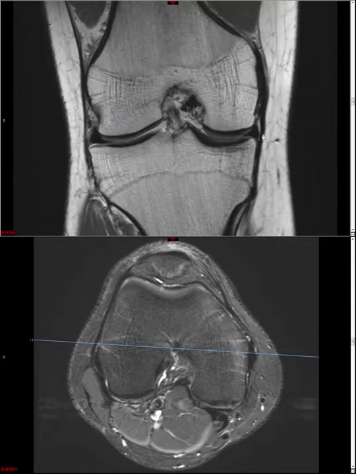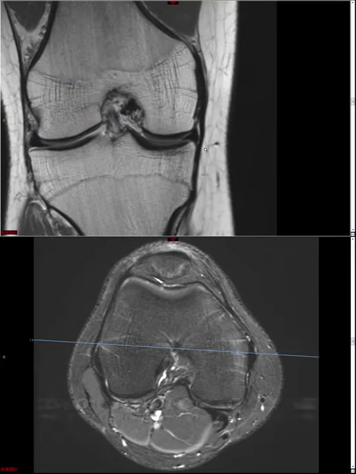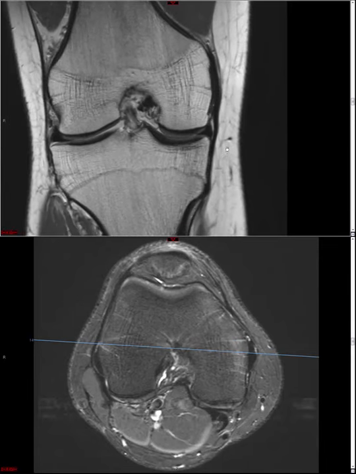With regards to the deep MCL, you're going to see these tiny fibers here. This is the meniscofemoral component, this is the meniscotibial component, and I wouldn't worry too much about those for now. If you get a call and they ask you about the MCL on a case, generally they're talking about the superficial MCL. You may see a slip of fluid or high signal between the meniscus and the MCL, and oftentimes that is fluid within the so-called tibial collateral ligament bursa, not to be mistaken for pathology.